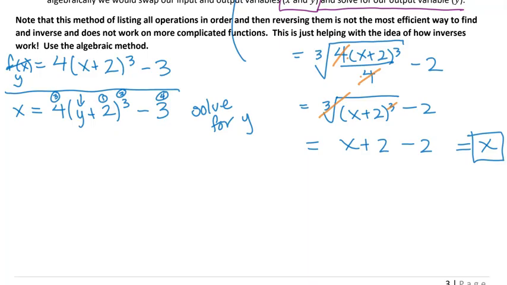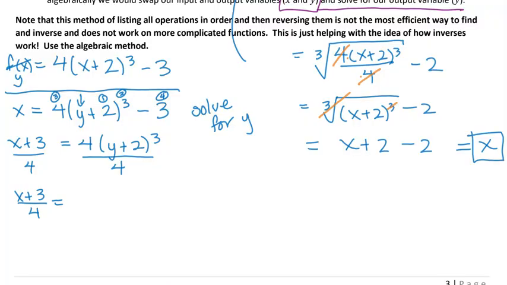So to solve for y, the first thing I'm going to do is get rid of the 3, and since it was subtracted, I'll do that by adding. So I'll say x plus 3, add 3 to both sides, equals 4 times y plus 2 cubed. The next thing I need to get rid of is the 4, so I'll divide both sides by 4, and I get x plus 3 over 4 equals y plus 2 cubed. Next, I need to get rid of the cube, so I'll take a cube root of both sides.